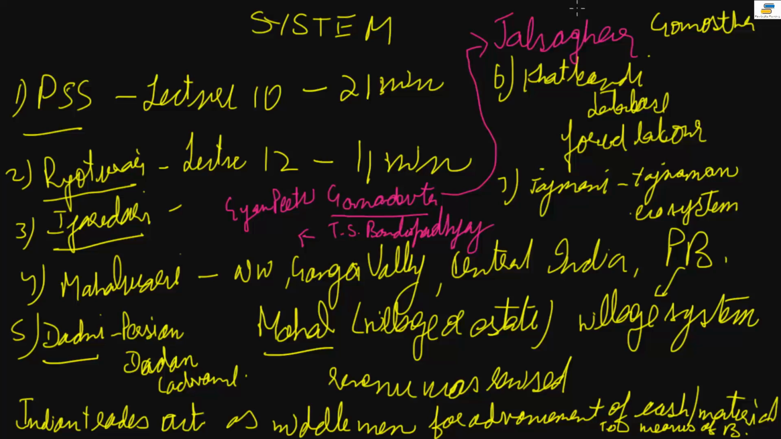Okay, so that was all about the systems. The number of systems: one is permanent settlement system, two Riyatwadi, Ijaredari, Mahalwadi, Dadni system, Khatbandi system, Jajmani system. There is much more detail about all these systems. There is no need to go into unnecessary details of any system. Just read enough, and this much is enough, whatever I have taught you for our paper.